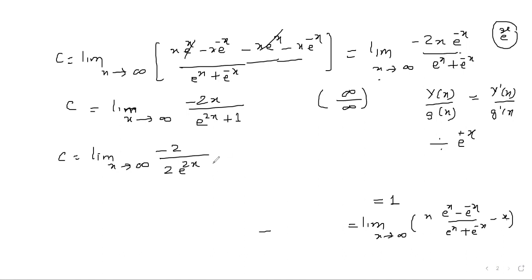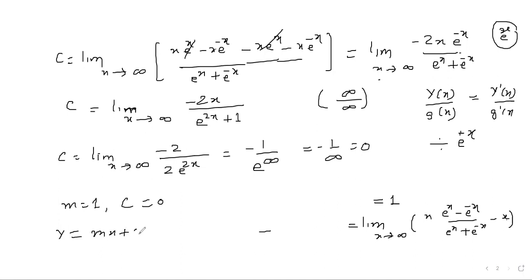So this will become minus 1 upon e to the power, and when we put x equal to infinity, this will become infinity. This will be minus 1 upon infinity, which will give 0. So we have got m equal to 1 and c equal to 0. Thus, from y equal to mx plus c, we have got the asymptote y equal to x. So this was the case when we applied the limit x equal to infinity.